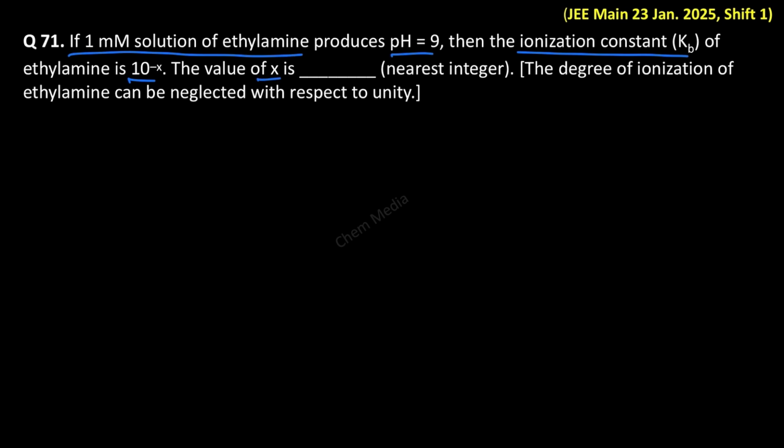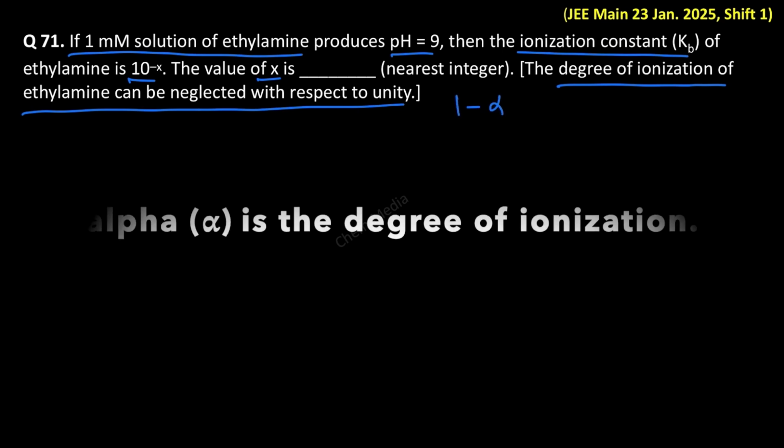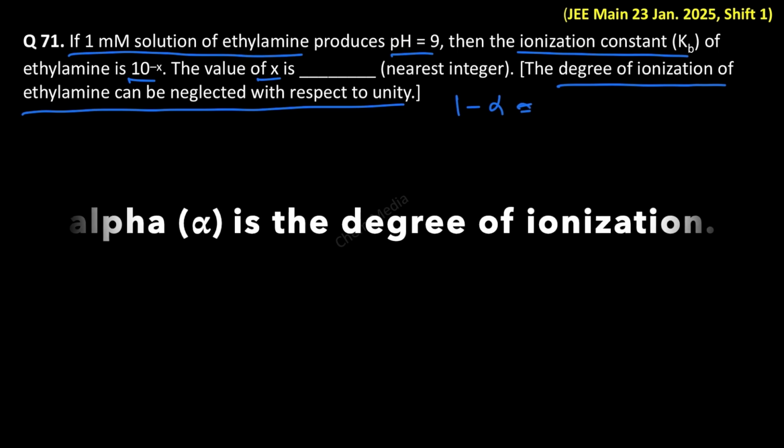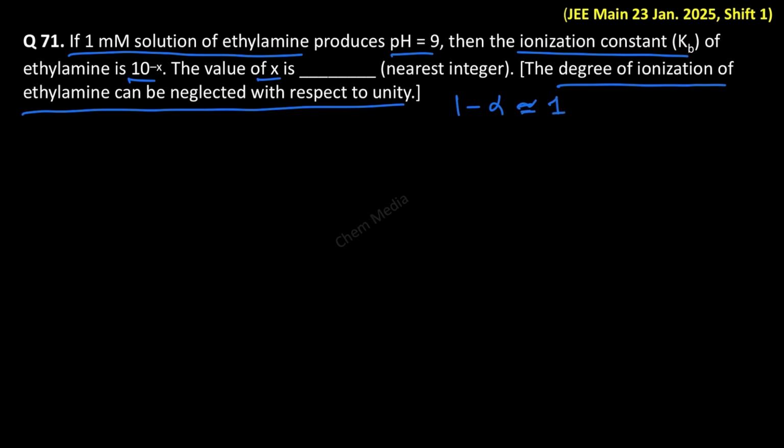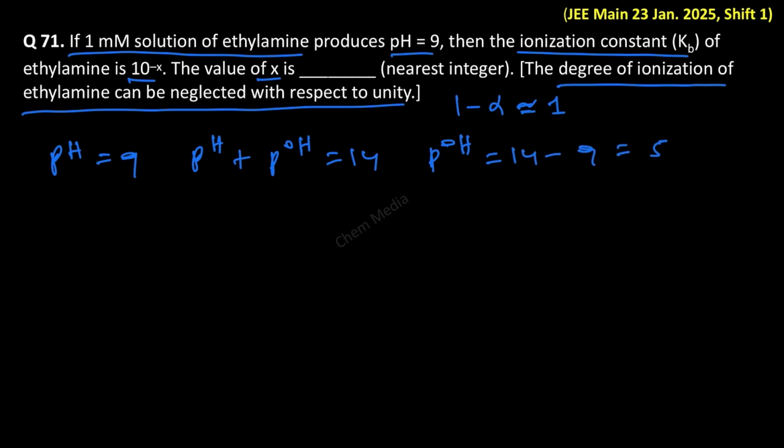We have to find out the nearest integer, and the condition given is that the degree of ionization of ethylamine can be neglected with respect to unity. So this means 1 minus alpha can be taken as approximately equal to 1. pH value is given as 9. We know that pH plus pOH is equal to 14. So pOH is equal to 14 minus 9, and that is equal to 5.